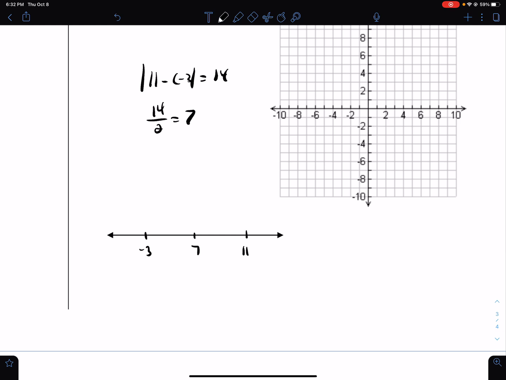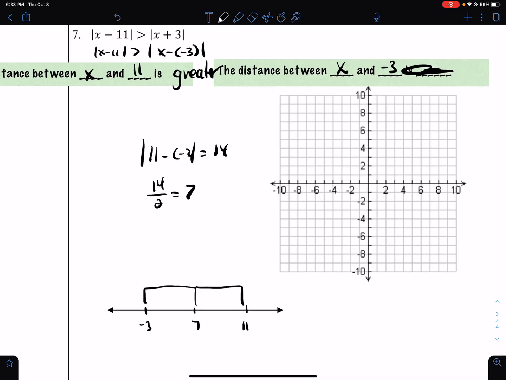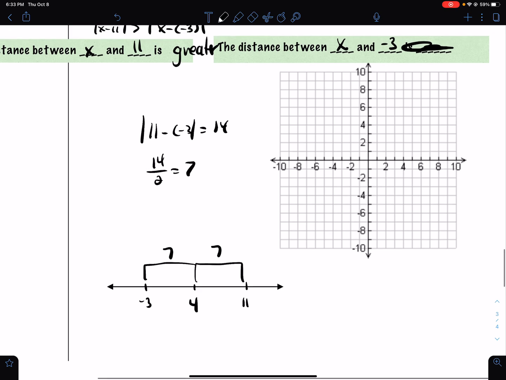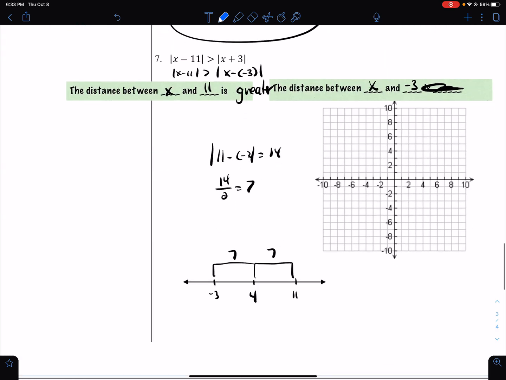Now what we want is the distance between x and 11 to be more than the distance between x and -3. We can see this starts to become harder when we only use a number line. But the idea here, sorry, I have a wrong number. The distance is 7, so in the middle, that number would be 4, right? It's 7 away from 11 and 7 away from -3. So before we come back to the number line, I think questions like this are easier to look at graphically, which is why we want to have two different ways of doing it.